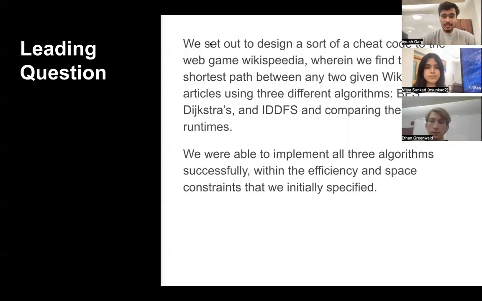So the leading question that we were hoping to answer was sort of designing a cheat code to the web game Wikispeedia, wherein we find the shortest path between any two given Wikipedia articles using three different algorithms, which were breadth first search, Dijkstra's algorithm, and IDDFS. And then once they're done running, we'll compare the runtimes. We were able to successfully implement all three algorithms within the efficiency and space constraints that we initially specified.